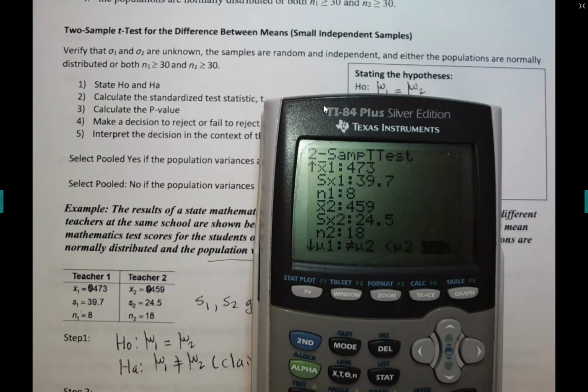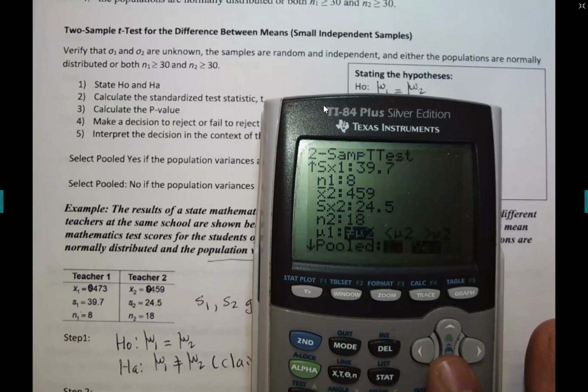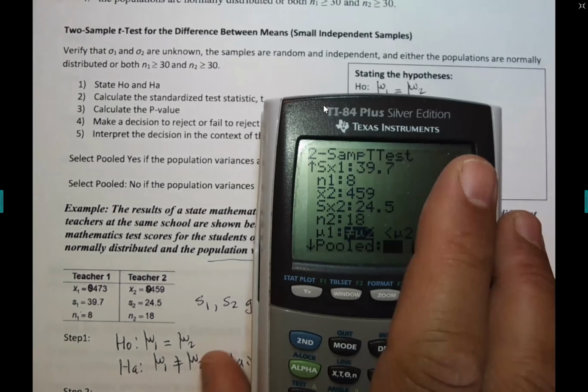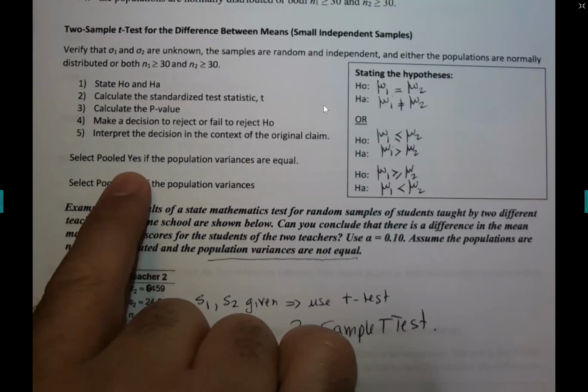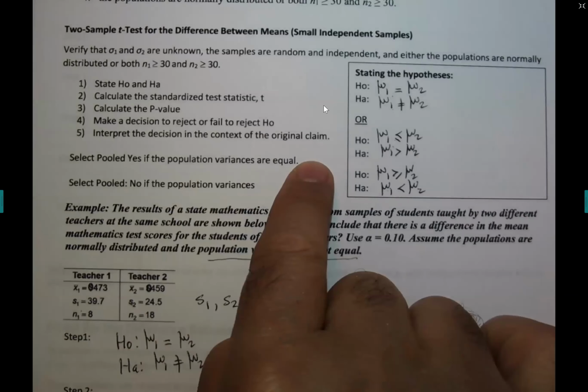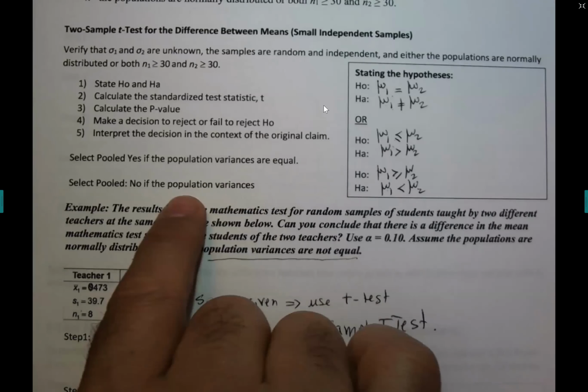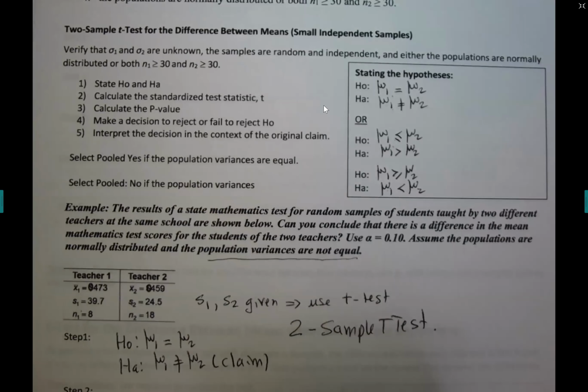What is the alternative hypothesis? Remember, this is the alternative hypothesis, not equal, so I selected that. Make sure to press enter. And now, please pay attention to this. He's asking you pooled, no, or yes. You cannot just put anything. So let me tell you what that means before I select it. You will select pooled yes if he says the population variances are equal. And you will select pooled no if he says the population variances are not equal.